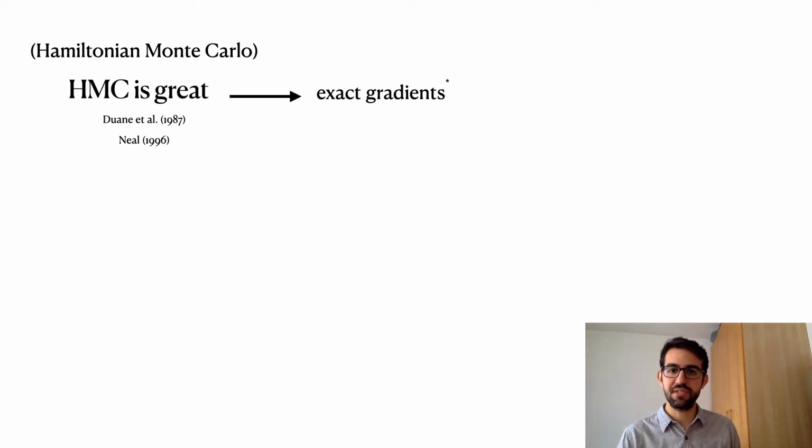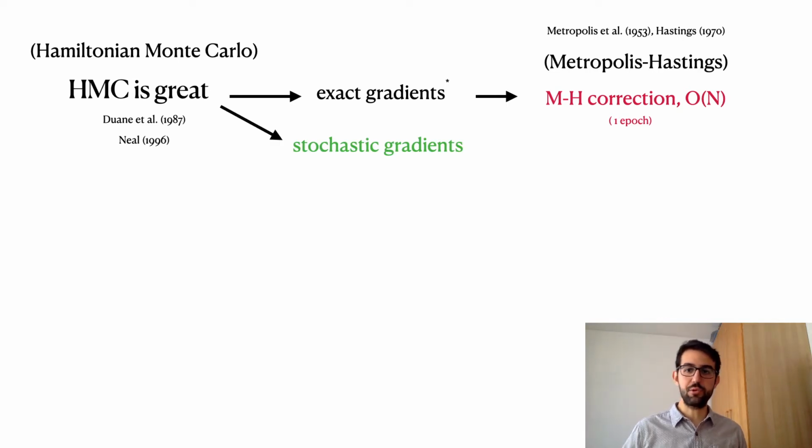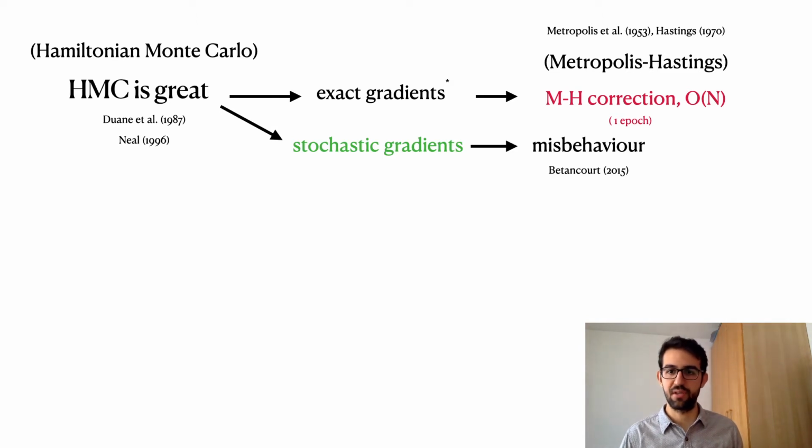Okay, but for HMC we need the exact gradients at every step, and anyways, we need to calculate the Metropolis Hastings acceptance probability at the end to make HMC really exact. This costs O(n) every time, because we need to calculate the neural network prediction for the entire dataset for these two things. In deep learning terms, these things cost one epoch of training. What few people appreciate is that you can also use stochastic gradients, or even the wrong gradients altogether, with HMC. But stochastic gradients make the sampler misbehave, and anyways, you need a Metropolis Hastings step to ensure the result of the algorithm is still correct.